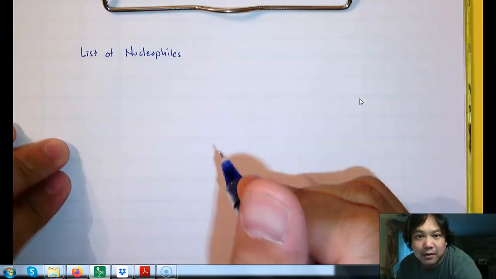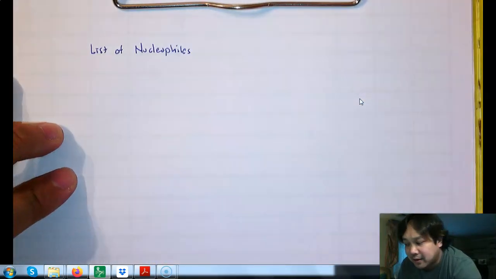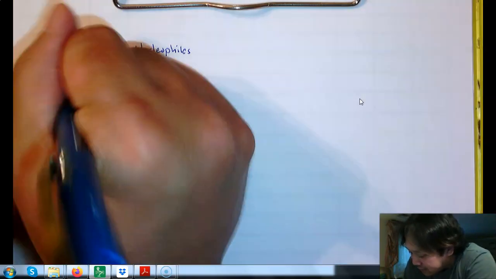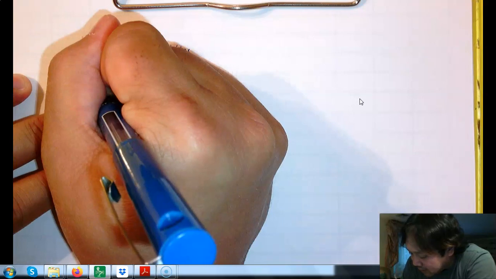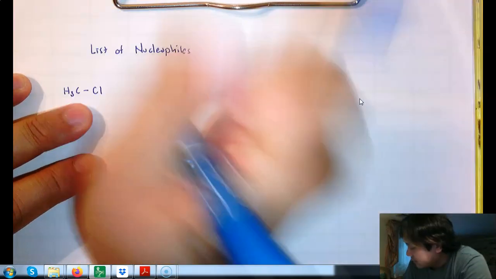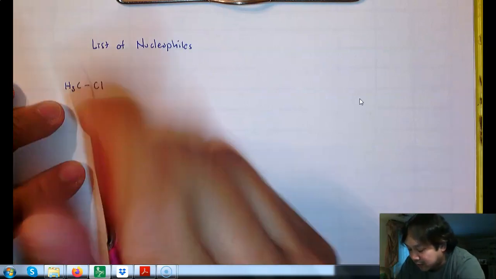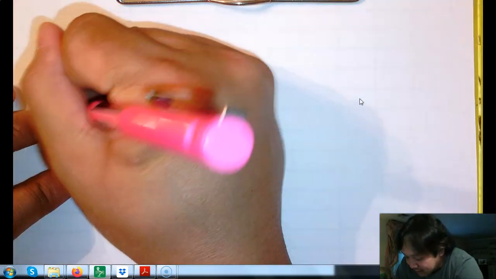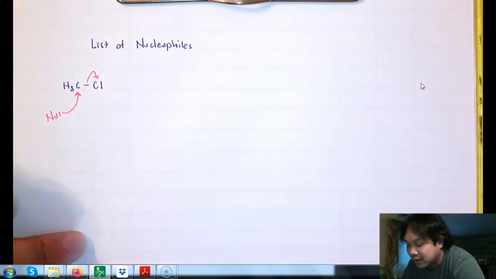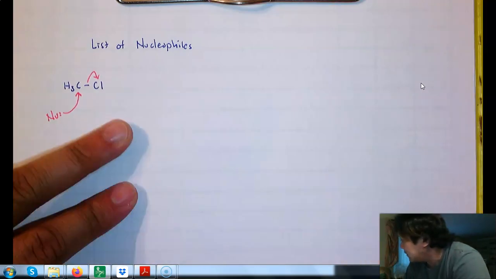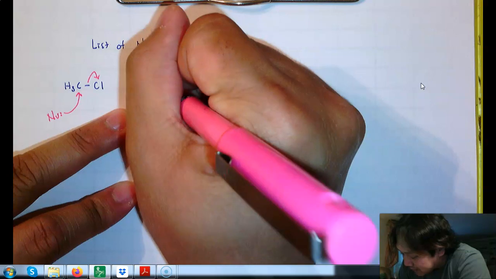And also, let me get a new bed and new gray cat. So, for instance, I'll make it super simple, very tiny. H3C, and I'll use a chlorine. So in this case, the nucleophile is going to attack with its lone pair. It could be anionic or it could be neutral. We're going to attack this carbon and kick out this chlorine. But what kind of nucleophiles can I have? The first nucleophile I can have is just an OH minus.